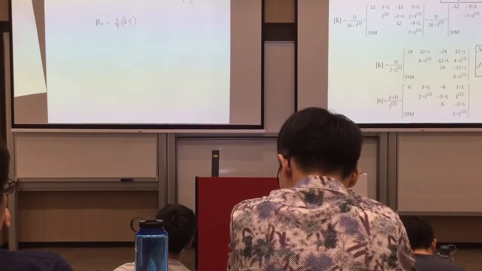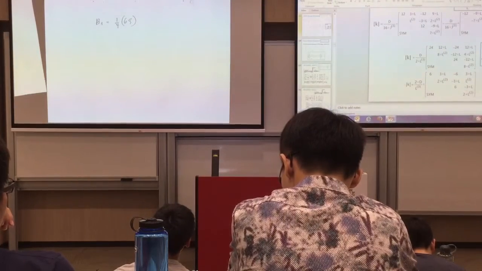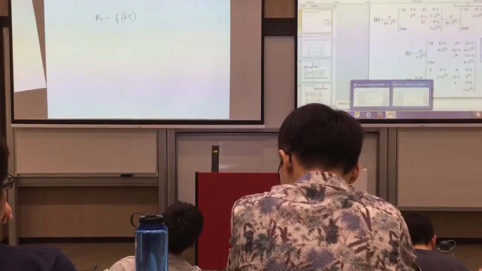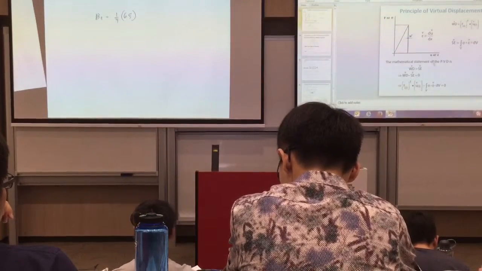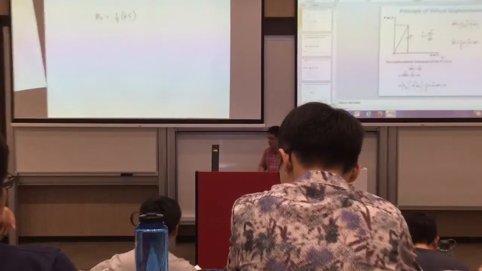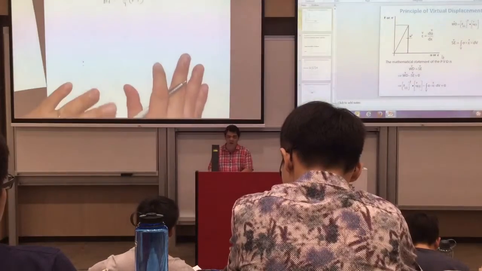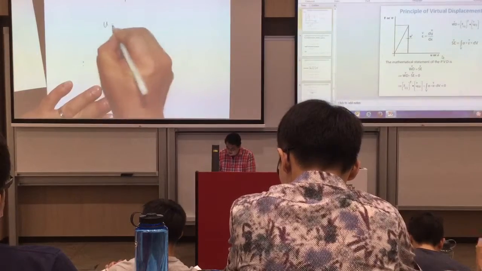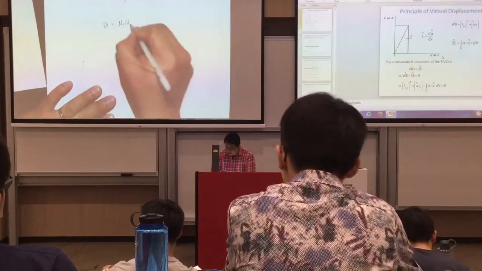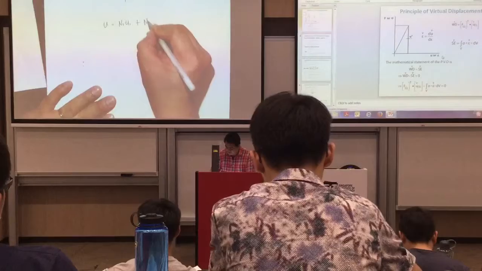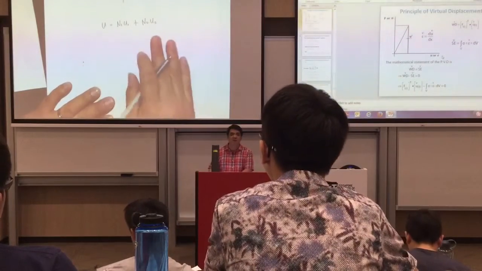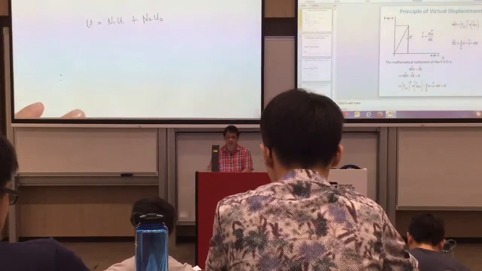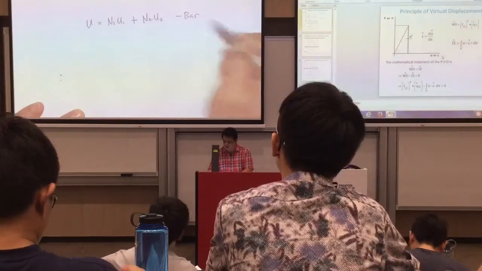So let's move on. I'd like now to have a look at the PVD that we had earlier. Let me correct myself there. Earlier I had this, we have U equal to N1 U1 and U2. So this is just for a bar. Let me just correct myself here. So this one is for a bar.